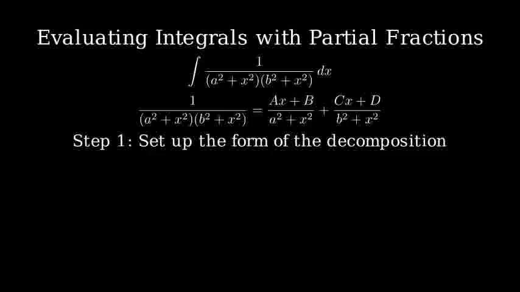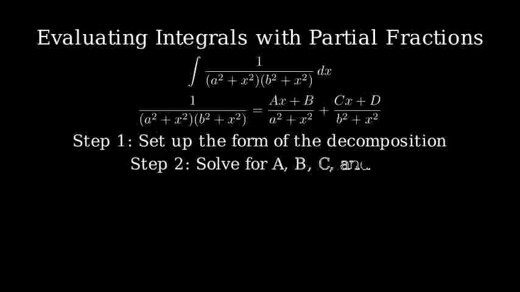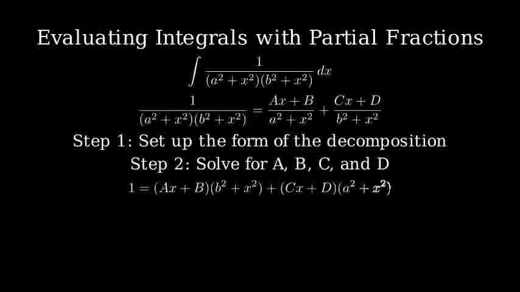To eliminate the fractions, we'll multiply both sides by the common denominator, a squared plus x squared times b squared plus x squared. Let's expand the right side to find expressions for A, B, C, and D. We'll start by distributing both binomials. The expansion gives us, simplifying, we get.